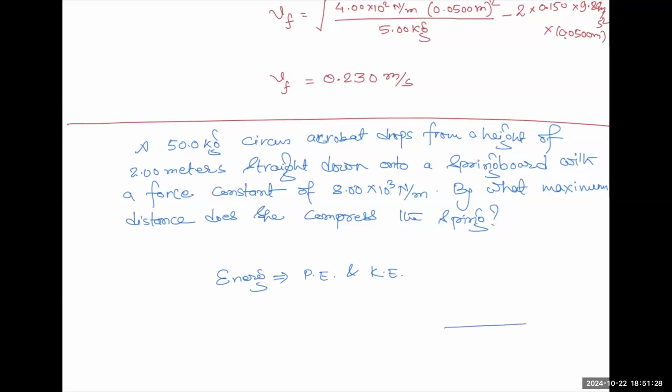So if this is my springboard, there is a spring here onto the surface, and then the person here drops down from a certain height h, which is 2 meters, right? I'm not worried about the significant figures here right now. And then we need to know how much this springboard gets compressed by what distance d, right?